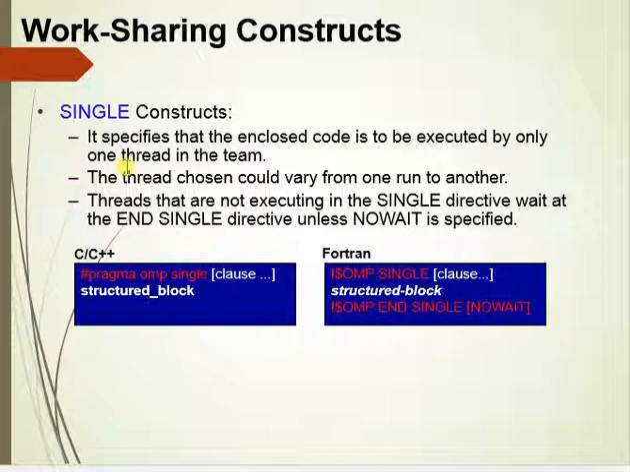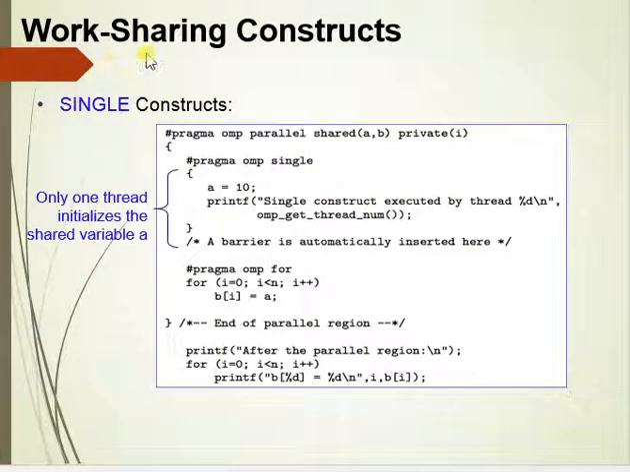What is the single construct? It specifies that the enclosed code is to be executed by only one thread in the team. The thread chosen could vary from one run to another. Threads that are not executing the single directive wait at the end of the single directive unless nowait is specified. This is how we use a single construct in an example, #pragma omp single. This region means only one thread initializes the shared variable.